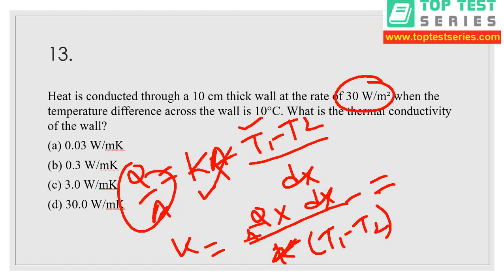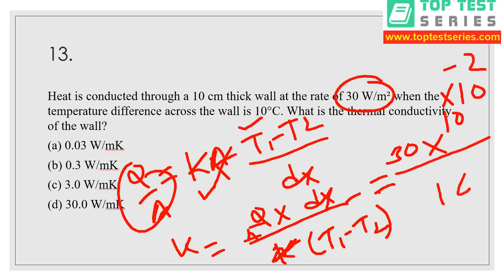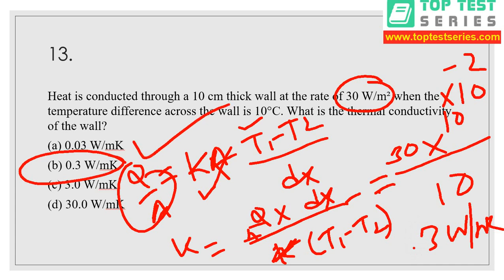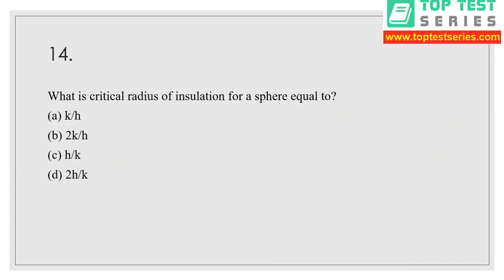So we can write like this: 30 multiple dx, that is 10 multiple, it should be converted into meter, 10 to the power minus 2, division T1 minus T2, that is 10. So now, my dear, we have to solve it. That is 30 multiple 10 multiple 10 to the power minus 2 division 10, that is 0.3 watt per meter Kelvin. So my dear, option B is the correct answer for this question.